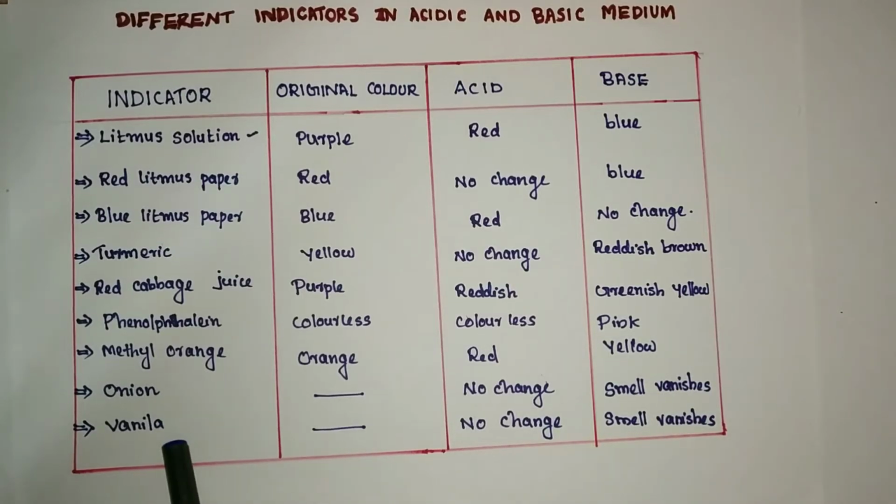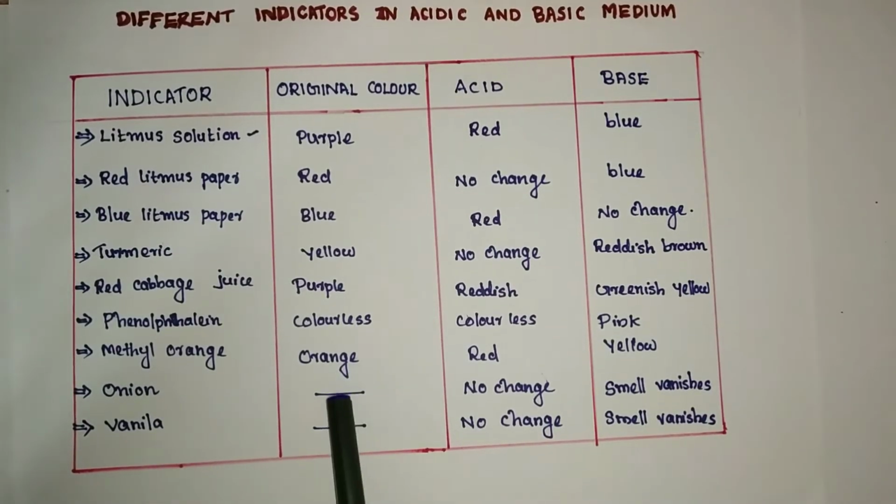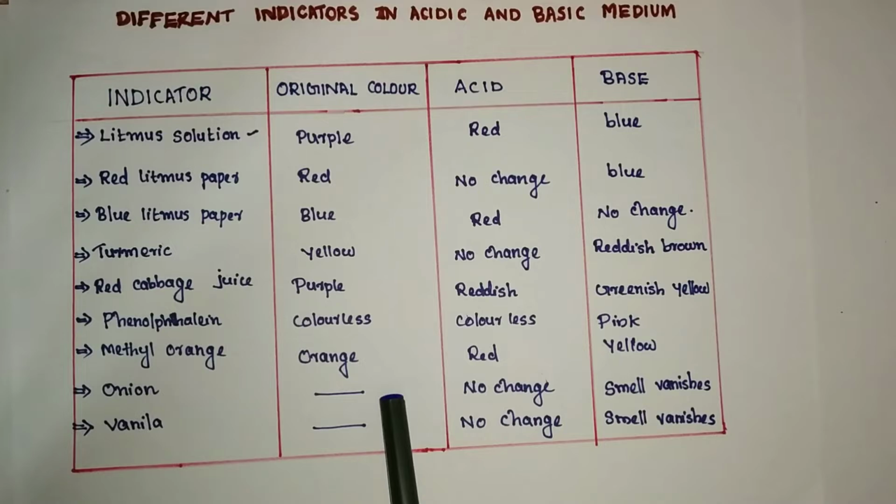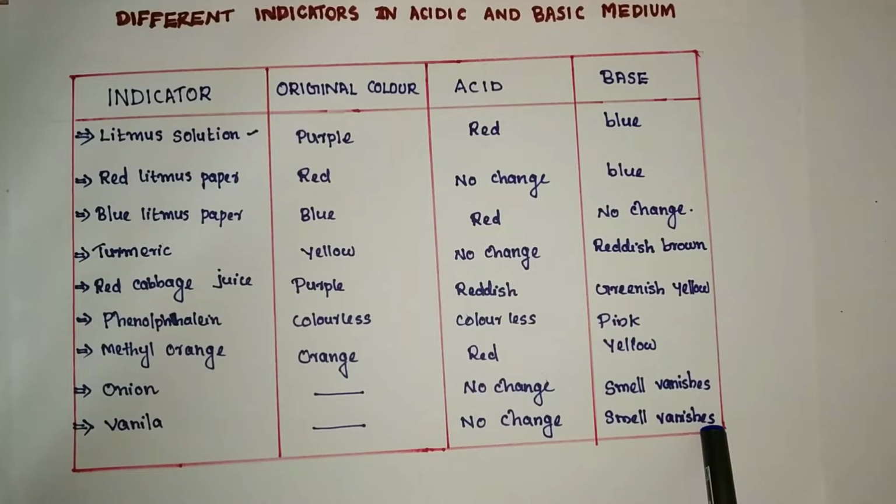Next type are olfactory indicators, which will not show any color, only change the smell. In acid it will not show any change in smell. But when you dip it in base, these indicators lose their smell. So if it loses the smell, we can identify that it is a basic medium. If there is no change in smell, it's an acid medium.